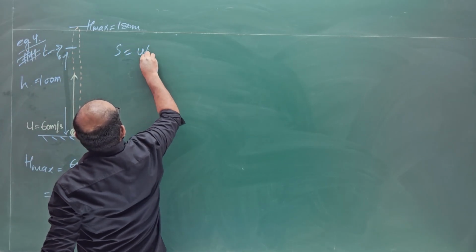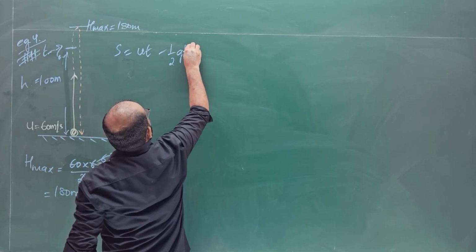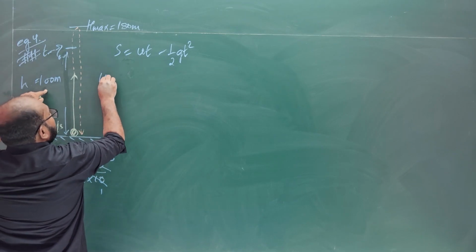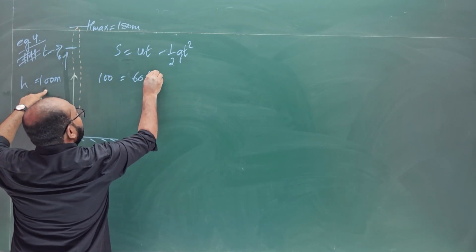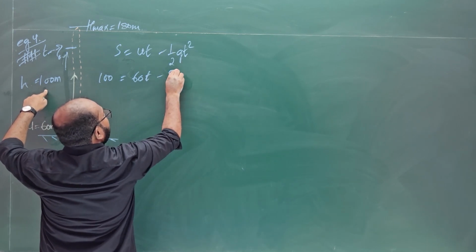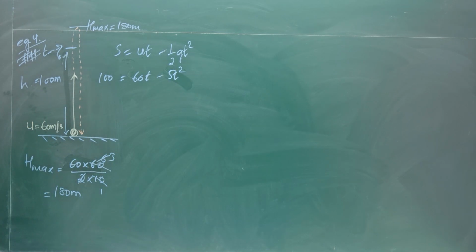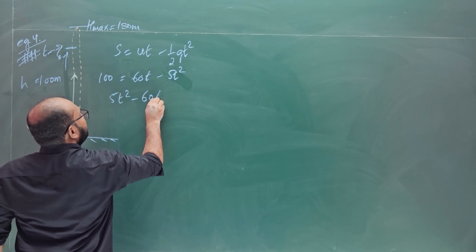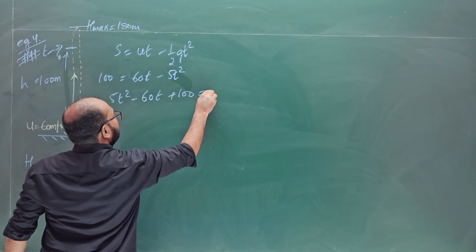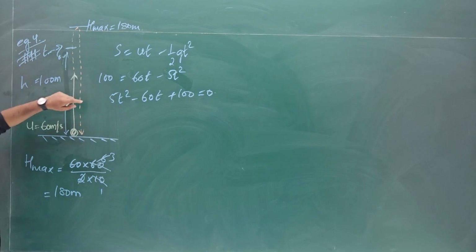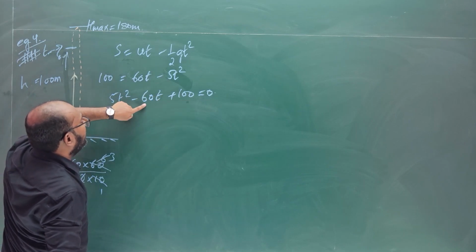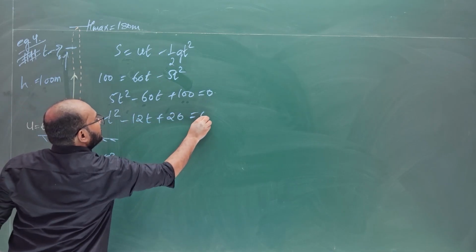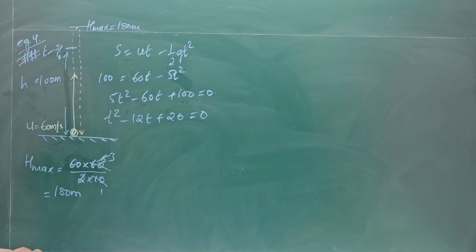So we are using again S is equals to UT minus half GT square. Can I write like this? Now S is given how much? 100. So 100 is equals to U value, that is 60, we don't know time, minus, can I write 5T square? G value 10. Now, can I also write this as 5T square minus 60T plus 100, which is equals to 0? Okay. If I take 5 common in all these, this becomes 12, 20. So T square minus 12T plus 20 is equals to what? 0.